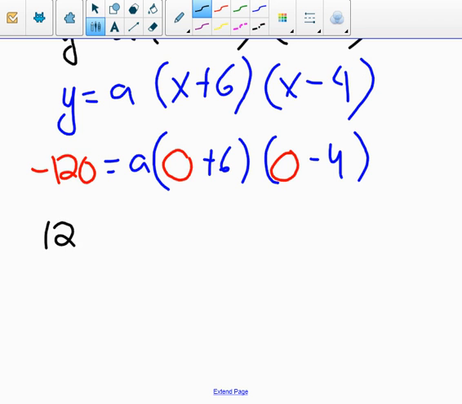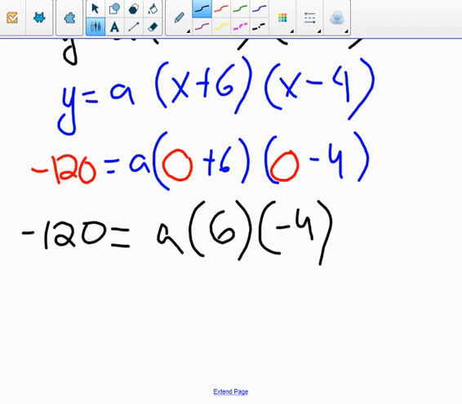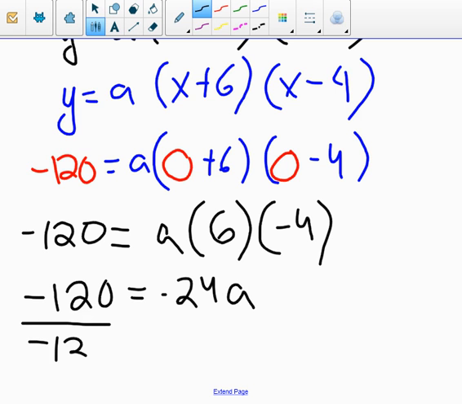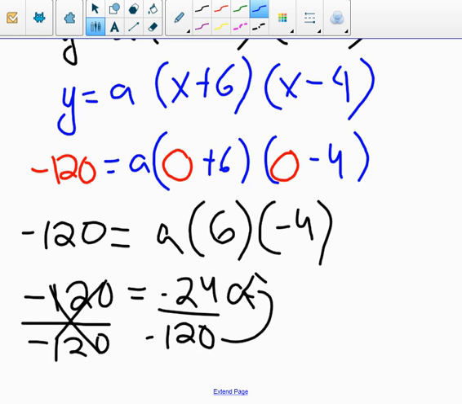The equation comes to -120 equals a(6)(-4). Now 6 times -4 is -24. So -120 equals -24a. Now we divide both sides by -24, so -120 divided by -24, and a becomes 5.